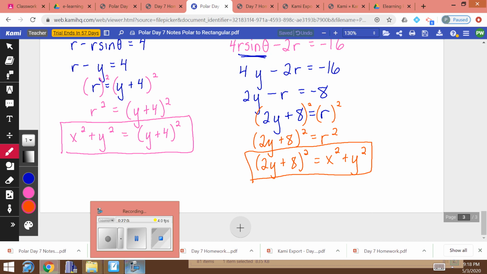So try these. On Wednesday, we're going to go the other way where you start in rectangular and we go to polar just to compare the differences between them. All right, good luck on the worksheet and let me know if there's questions.